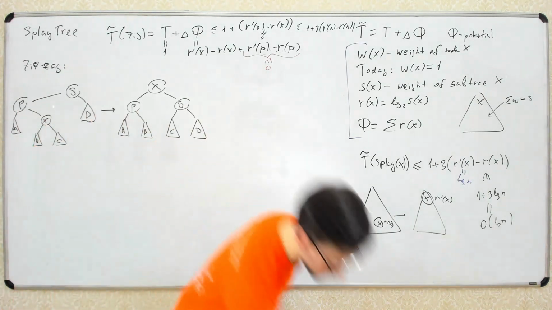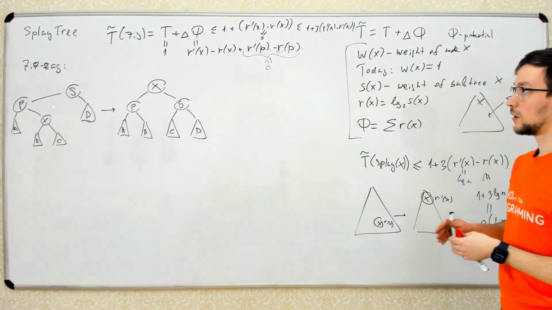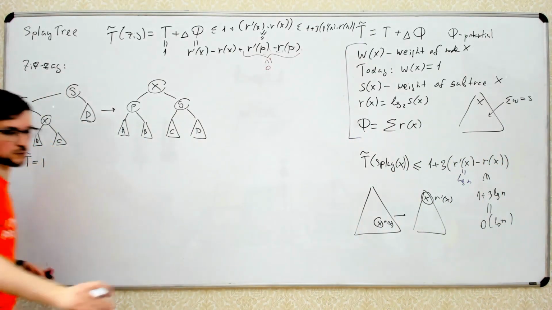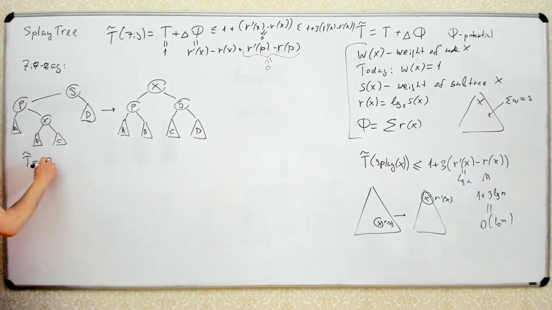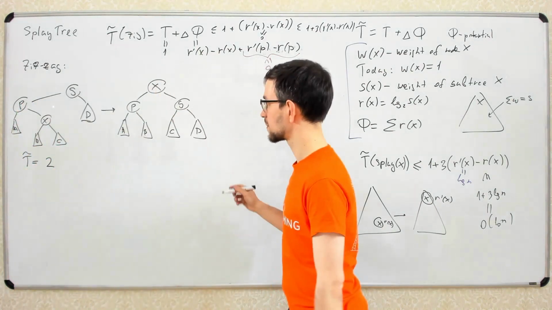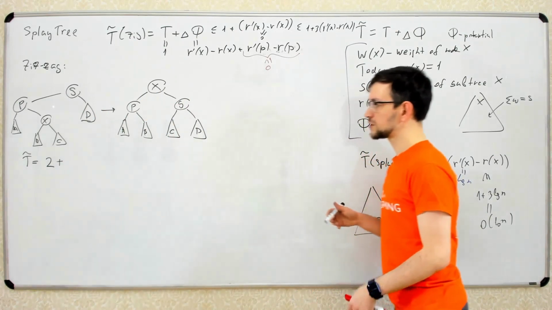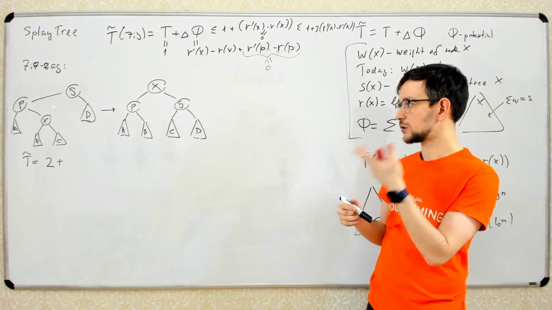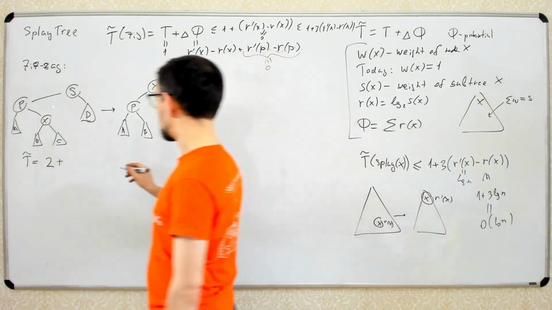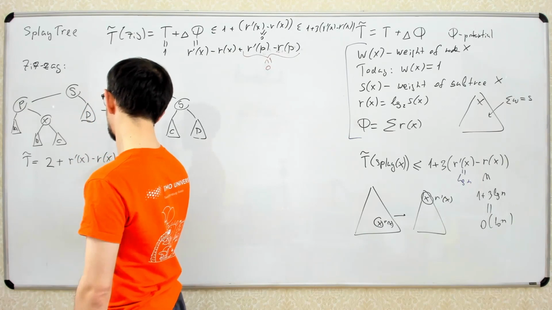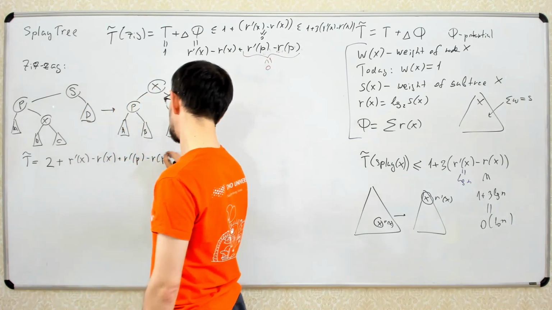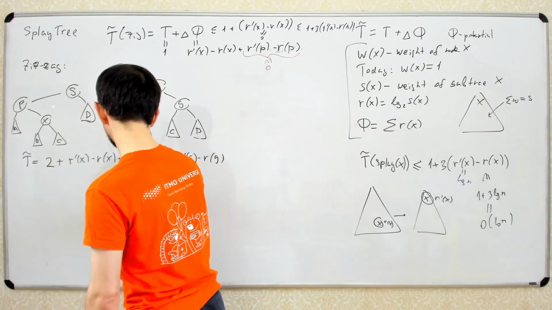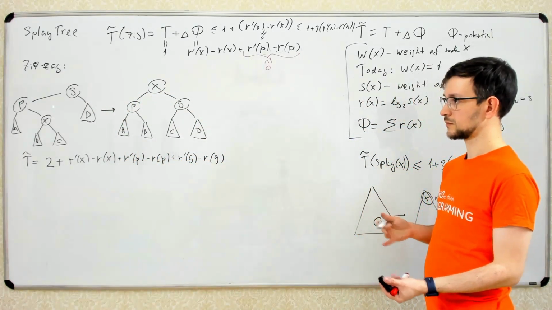So that's exactly it. Now let's look at the time complexity. We need two operations to make a zigzag, so we make two rotations plus the change of the potential. What is the change of potential? Again, all the nodes here have the same rank. Only these three nodes change the rank. So let's look at the change of ranks of these three nodes. It's new rank of X minus rank of X plus new rank of P minus rank of P plus new rank of G minus rank of G. Makes sense. That's all.